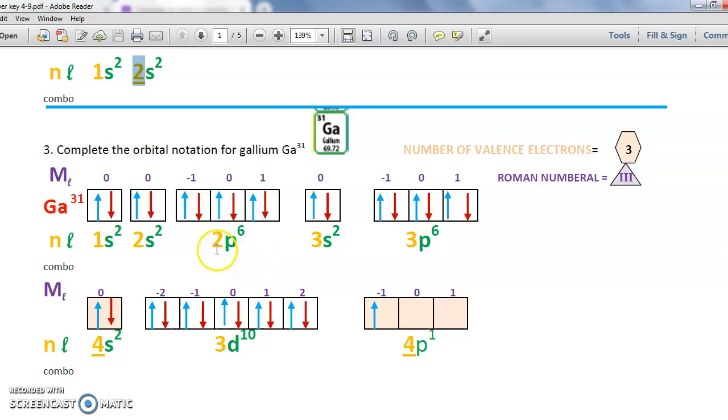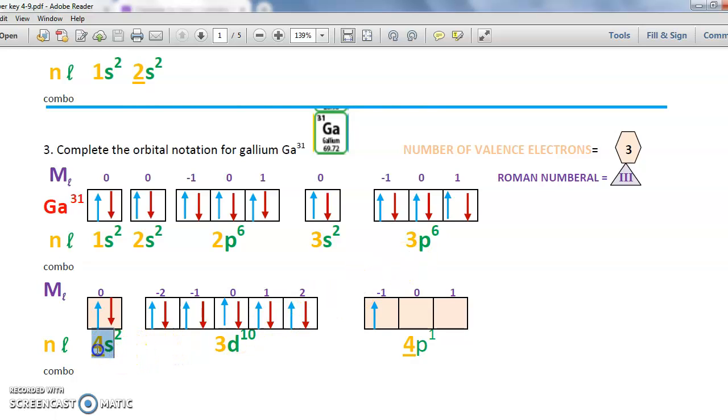But let's go ahead and go back to the order of filling. 2 go in the 1s, 2 go in the 2s, 6 go in the 2p, 2 go in the 3s, 6 go in the 3p. Why don't we fill the 3d next since it's on the third level? And the answer comes down to Aufbau's order of filling.